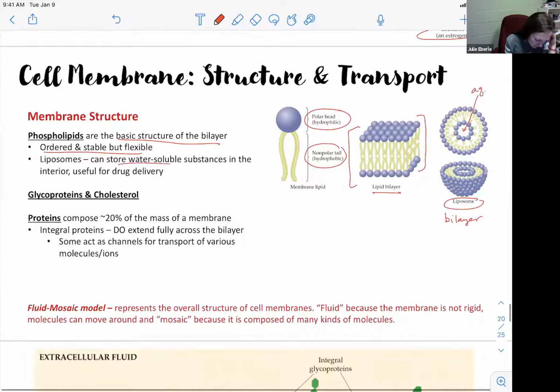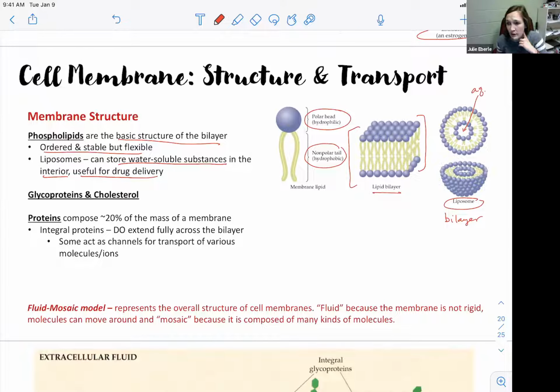So liposomes can store water-soluble substances on the interior. They are useful for drug delivery. That's one function of them.